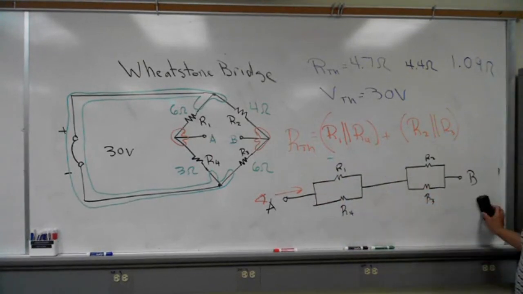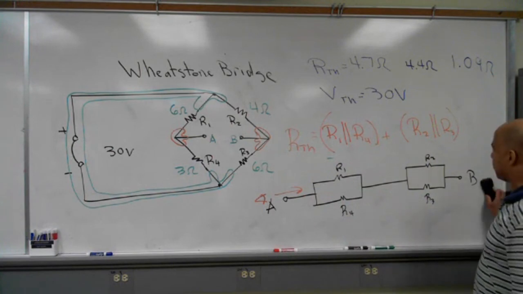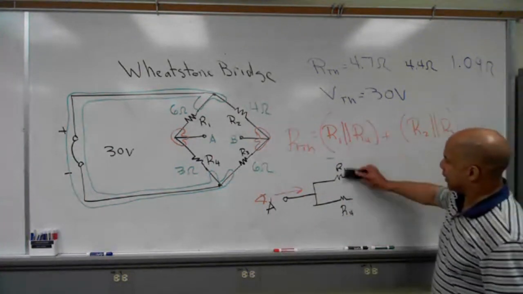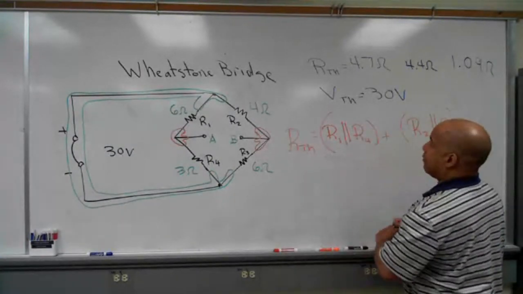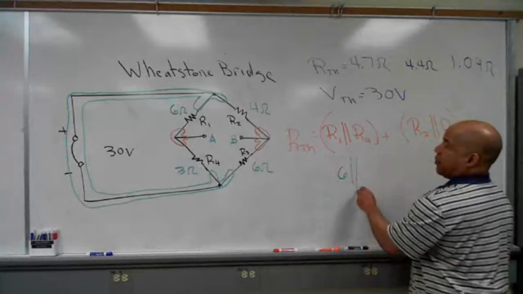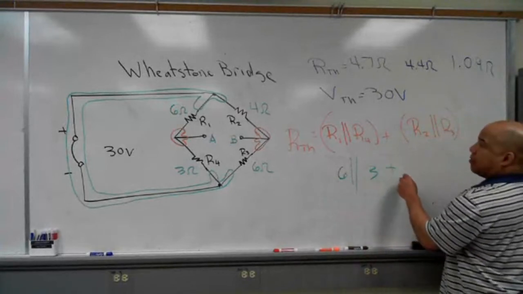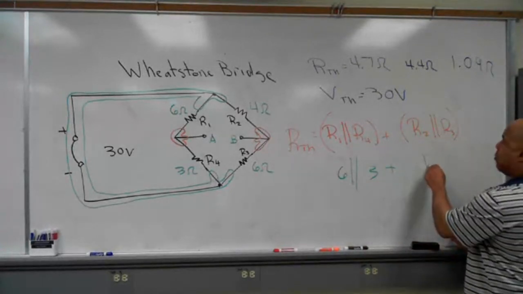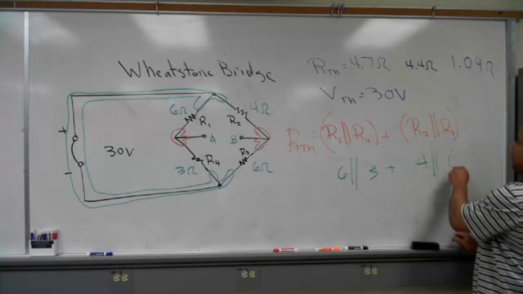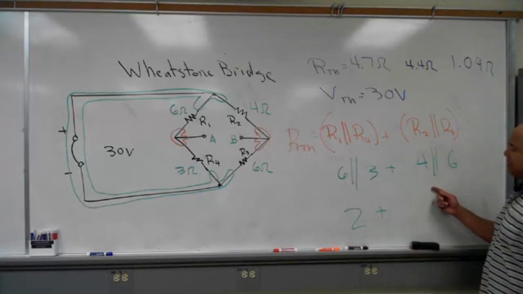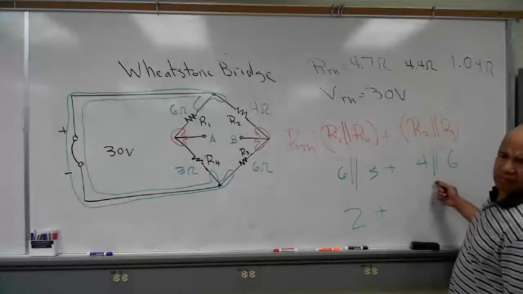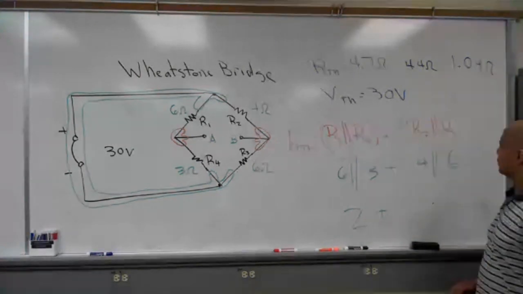So I'm going to erase this. I don't know if you copy that down, but the video will be up on Blackboard or YouTube. So I'm going to go ahead and erase it. And let's put our numbers in there. We got a 6 in parallel with 3, plus we got a 4 in parallel with 6. I know this is 2. I don't know what this is. Somebody do that.